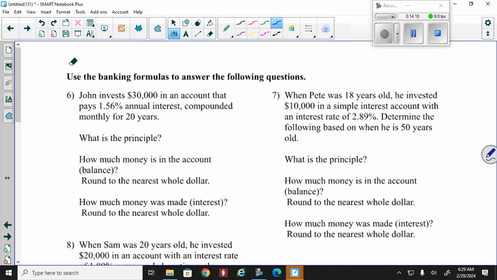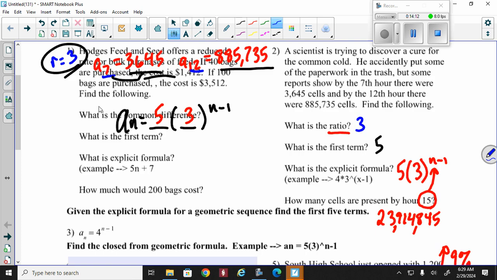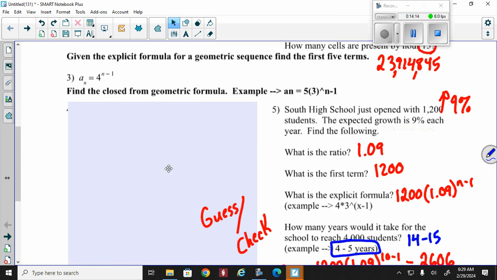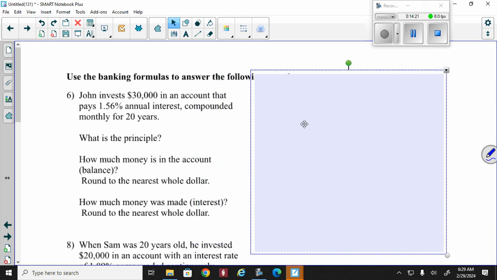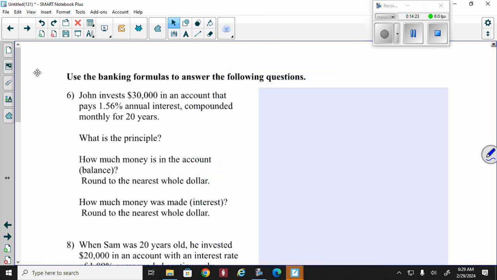All right. So let me, I need my little block here so I can write on it. Okay. All right. So John invests 30,000 in an account that pays. Here we go. Compounded monthly. That's really the key term. Since it's compounded monthly, I know it's going to be the big formula.